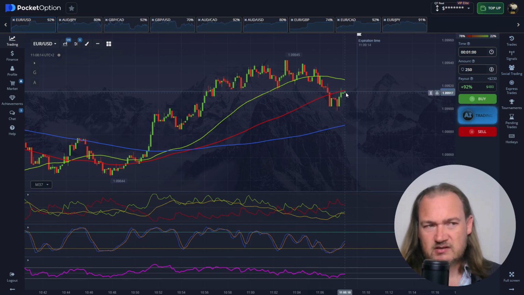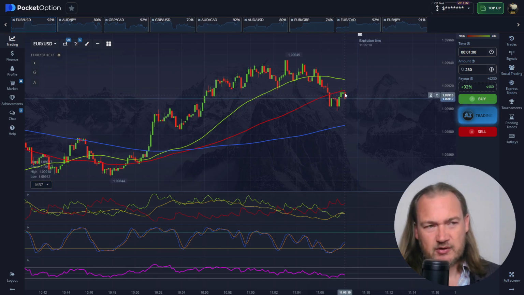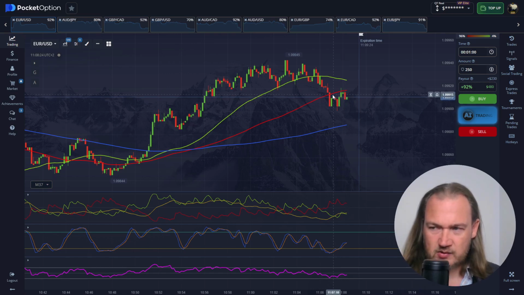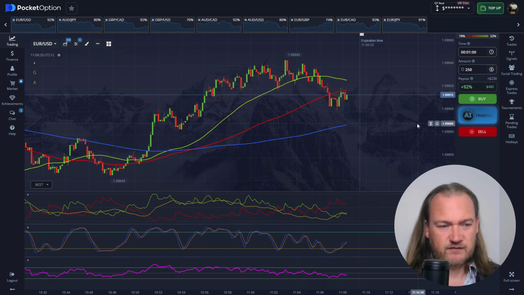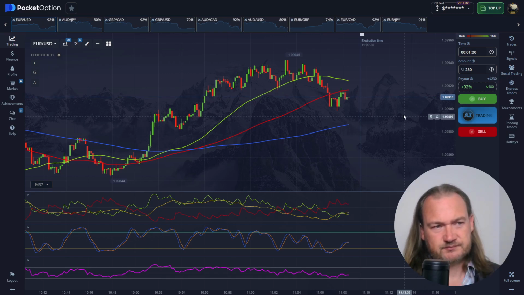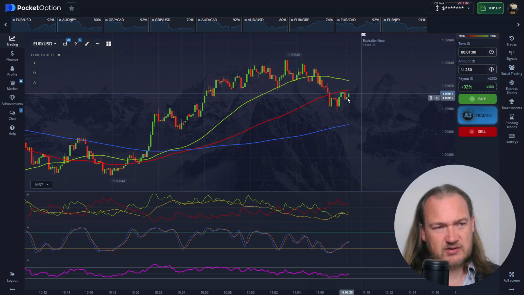But I'm not committing to any trades at the moment. I'm just trying to proactively identify areas where potential setups might occur, and then I can be ready if they do play out. So let's see what happens.